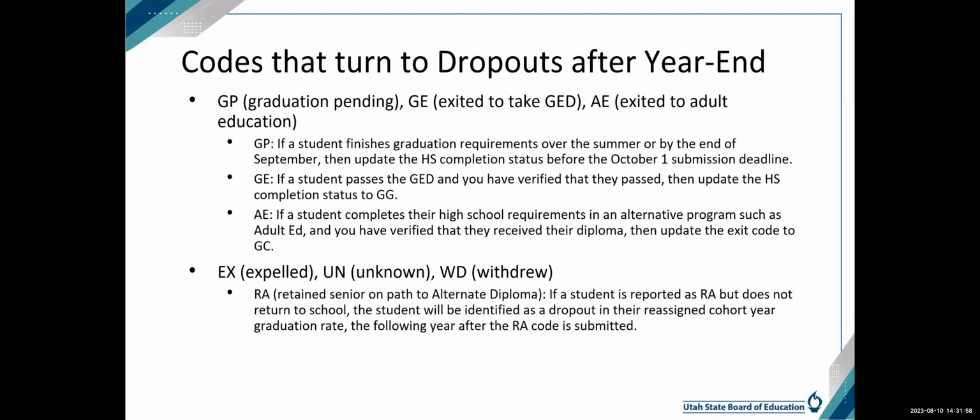These are some codes that will, if unchanged, turn into a dropout: graduation pending, exited to take the GED, and exited to adult education, and then EX unknown and withdrew. So these are ones that you'll probably want to make sure that you update if necessary, especially in the case of graduation pending. That's one that, if they graduated and you leave it at that, it will show as a dropout. AE, of course, connected to the USI report. Next slide.